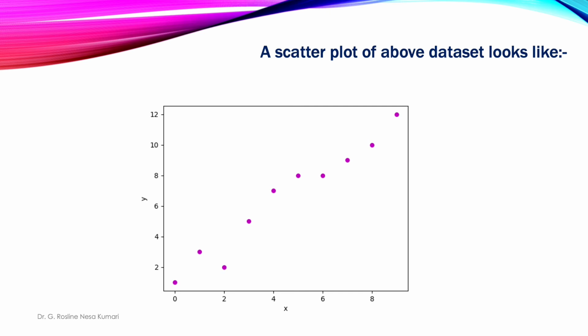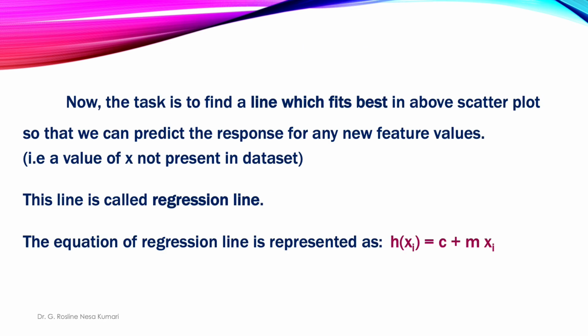For the given data, we plotted the points. So we are getting the points like this on the x and y axis. This is called the scatter plot. Now the task is to find the line which fits best in the above scatter plot, so that we can predict the response for new values, that is, values not present in the given data set. That line is called the regression line.